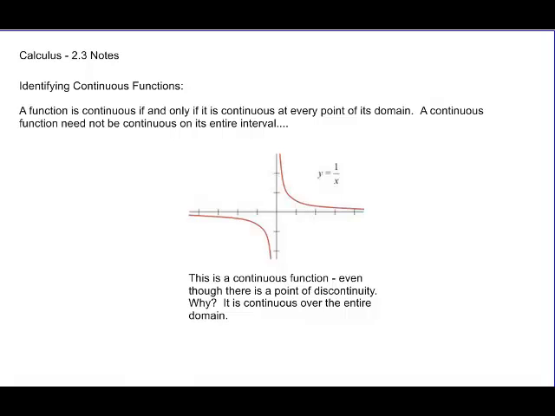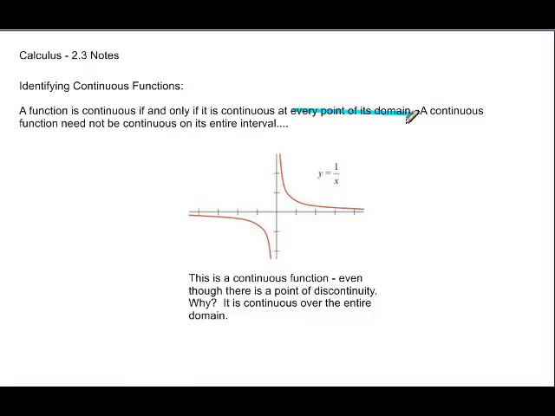So when we're looking at all these different continuities, there's one of the things that we can talk about that's maybe just a little bit confusing, and that is identifying continuous functions. A function is continuous if and only if it is continuous at every point of its domain. And so the key phrase here is every point of its domain, because a lot of things that we would say are discontinuous are actually continuous functions.